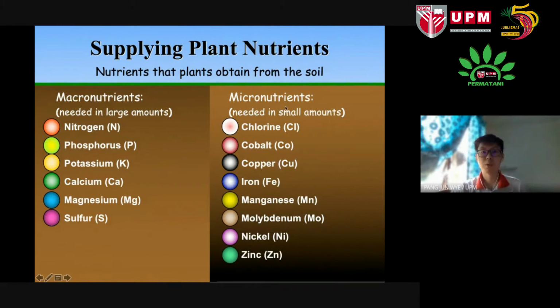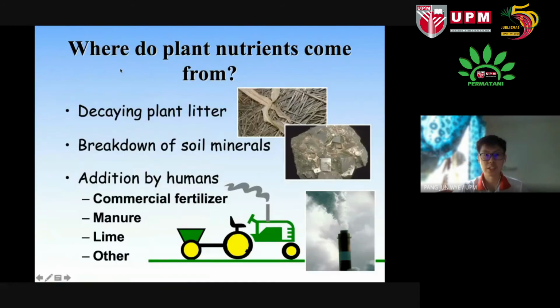Whereas micronutrients, as we already know, micro means small. That's why they are needed in small amounts by the plants. Micronutrients have several examples: chlorine, cobalt, copper, iron, manganese, molybdenum, nickel, and zinc. Right? So let's proceed to the next slide.